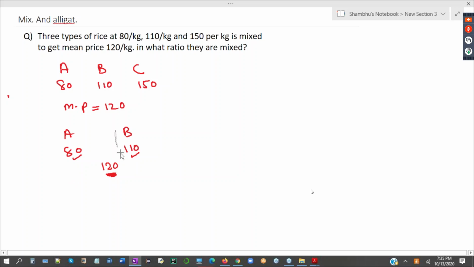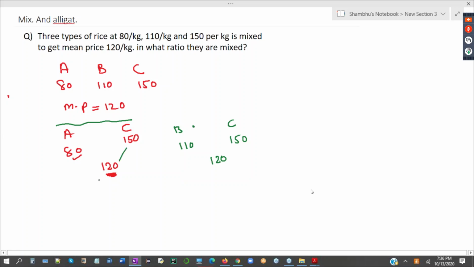So which one is acceptable? A and C is acceptable, isn't it? A and C is acceptable as the first pair. Second pair can be what? Second pair can be B and C, isn't it? B is 110 and C is 150. Mean price is 120. This is the 2nd pair.